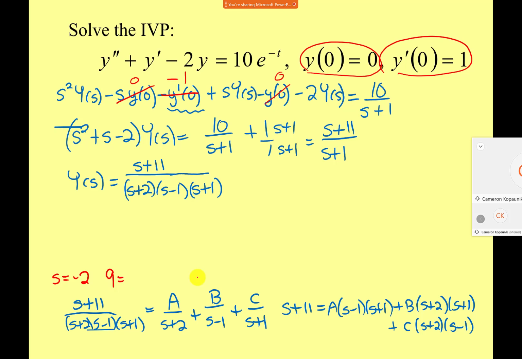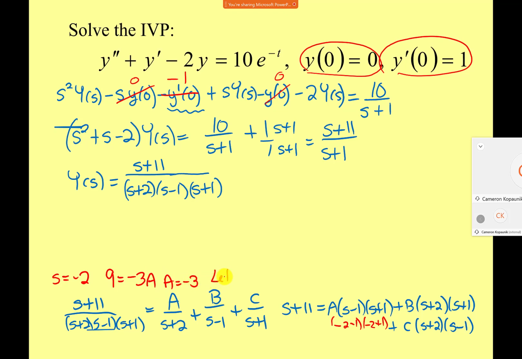And then negative 2 will zero out the B part, and it'll zero out the C part. And I would be putting in negative 2 for the s right here. So negative 2 plus 1. And so when I do that, it looks like I'm going to get negative 3 times minus 1. So that's going to be negative 3A. So A is going to be negative 3.